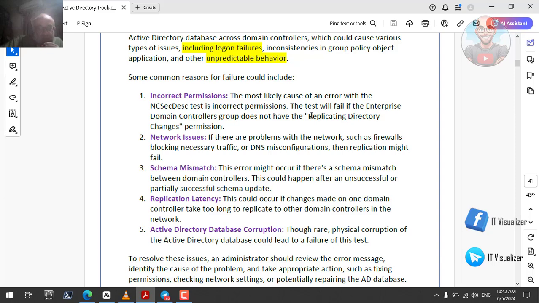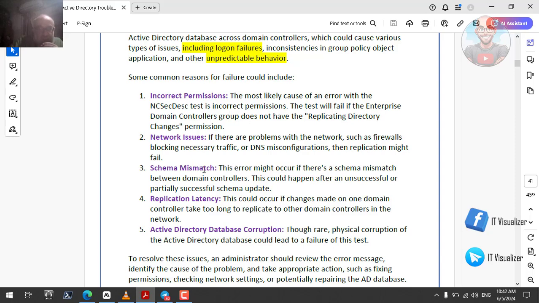Okay, if the enterprise domain controller doesn't have the replicating directory changes permission, then the test will fail. It will say that this group doesn't have the necessary permissions. Network issues: if there is a problem with the firewall or the DNS, it will not be able to reach the domain controllers and check for the permissions.